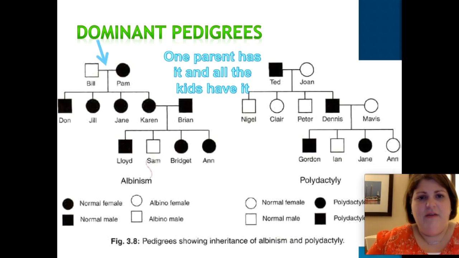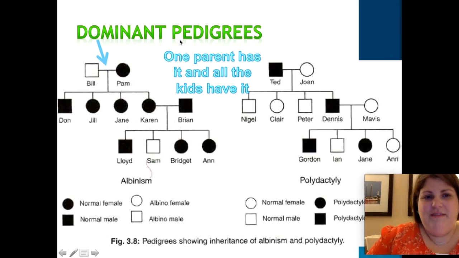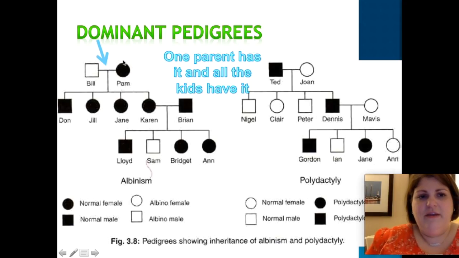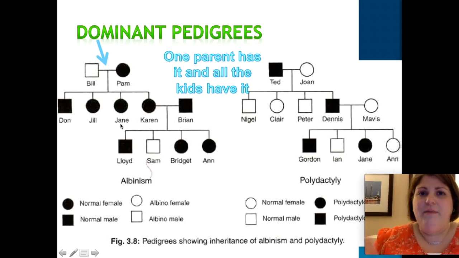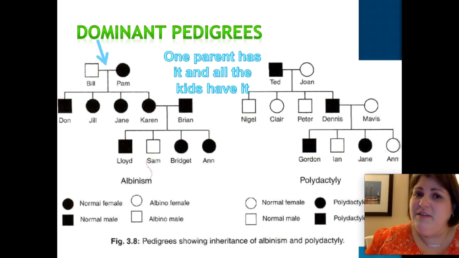Take a look at this information. Here we have one parent that has it and all of the kids have it. Most likely that means that Pam in this pedigree is homozygous dominant. And so Bill, who's going to be recessive phenotype, is going to be homozygous recessive. All of the kids then will have it because all of the kids are going to get Pam's homozygous dominant. It's not guaranteed that she's homozygous dominant. It's just a pretty safe bet since all of the kids have it.